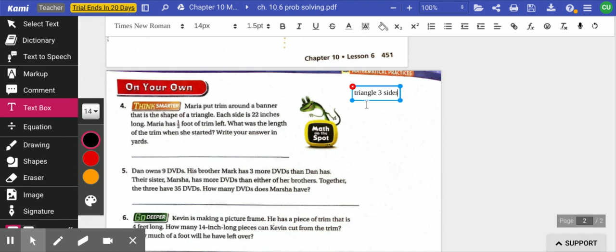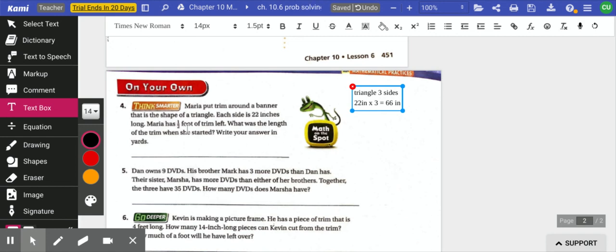Each side is 22 inches long. Okay, so I have inches. So I know that I'm going to do 22 inches times my 3 sides. And that's going to give me my total number of inches.